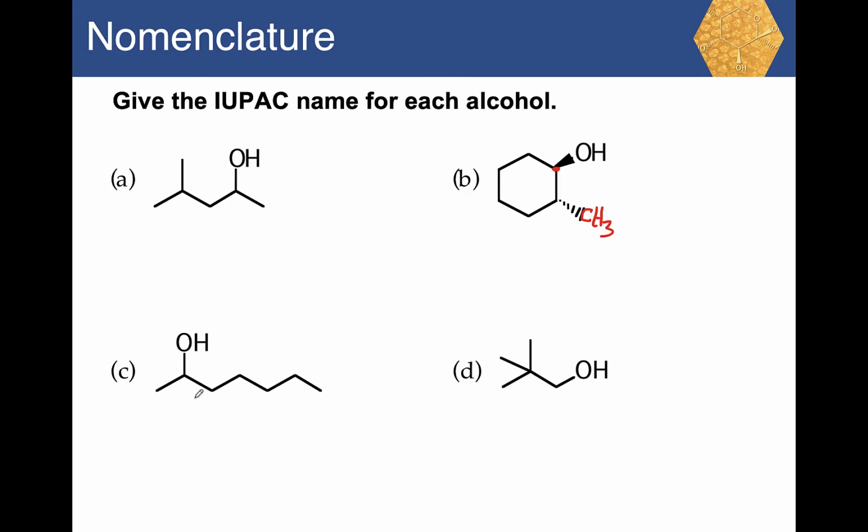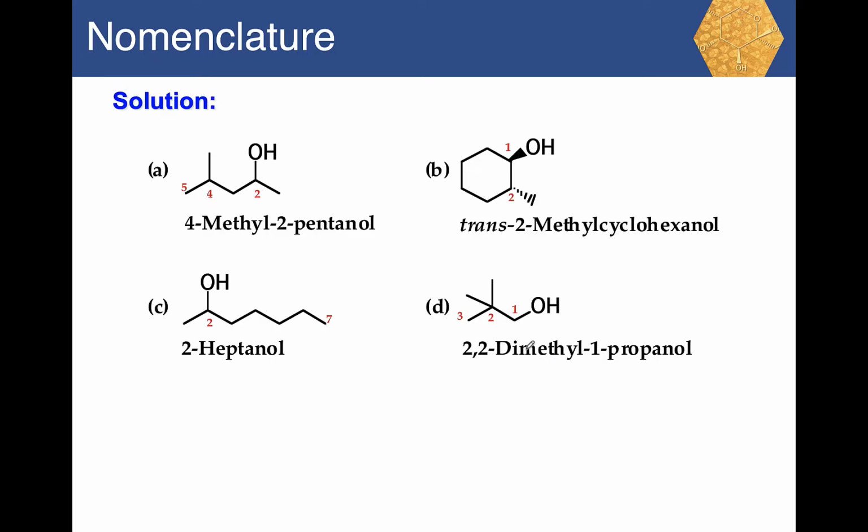Here's another one. Again, we start numbering from this end because the OH is closest to that end. So just start numbering, and based on the number of carbons that are present, you will derive the name. Here's another one. OH is here, so this is number 1, 2, and 3. So we have 2 methyl groups bonded to number 2. So now we have to apply our knowledge of IUPAC nomenclature of alcohols to naming these molecules. Let's see what we get.